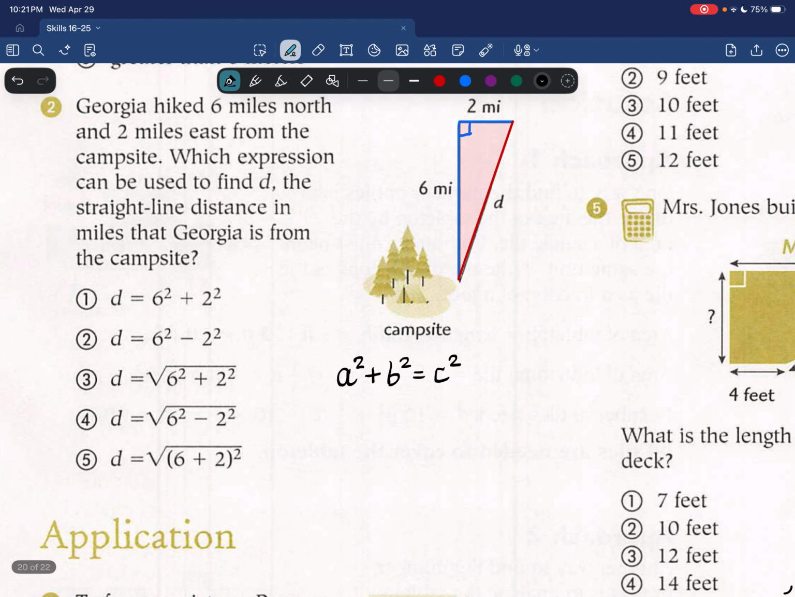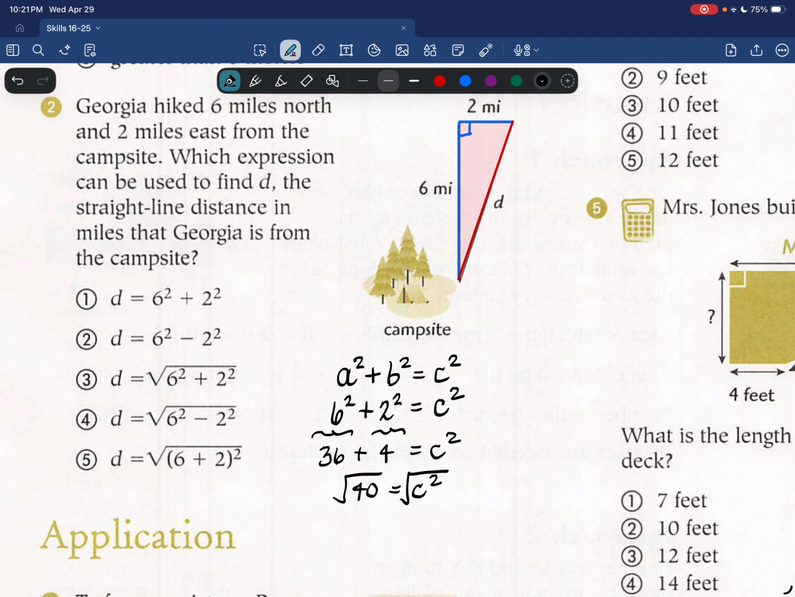And we know the legs. So we know that 6 squared and 2 squared will give me the hypotenuse squared. So 36 plus 4 is C squared. So I'm looking for the square root of 40. And if we look at our choices, we know that we did what to the legs of this triangle? We added those legs. So I'm looking for something that involves addition.